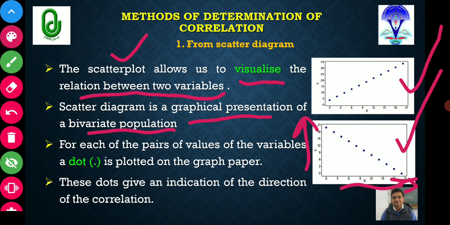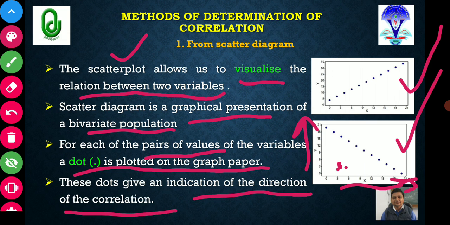For each pair of values, variable 1 and variable 2, a dot is plotted on the graph. You have to put a dot on the graph for each pair of variables. Suppose milk yield is 3 kg and fat percentage is 2.5. This is the dot we can put on the graph paper. These dots give an indication of the direction of the correlation. Here you can see that if the x variable is 3, the corresponding y is 7, so we have put a dot here.